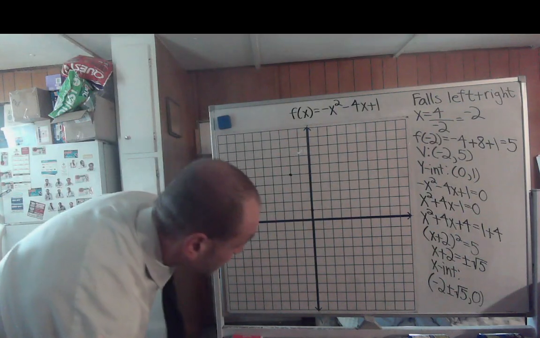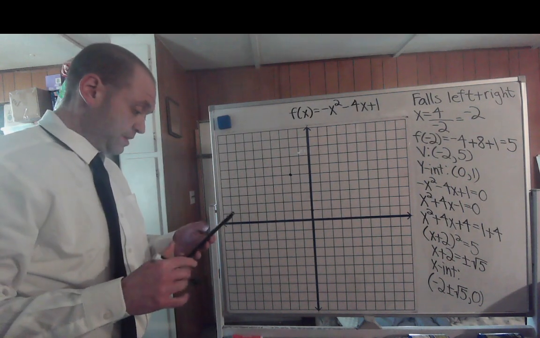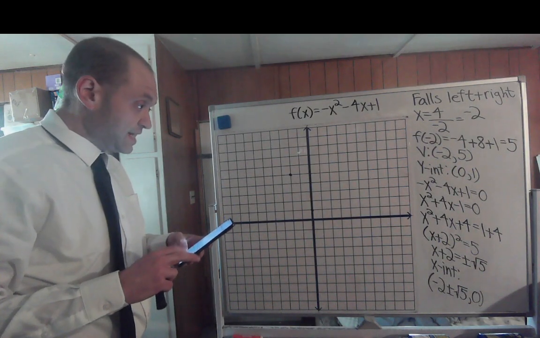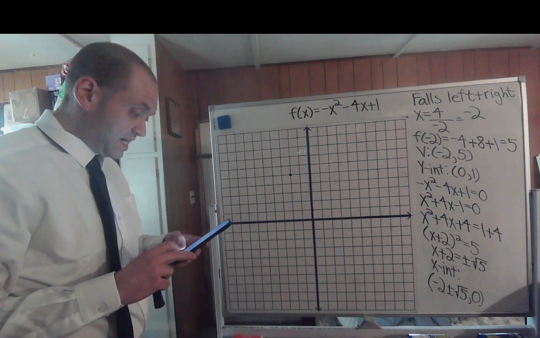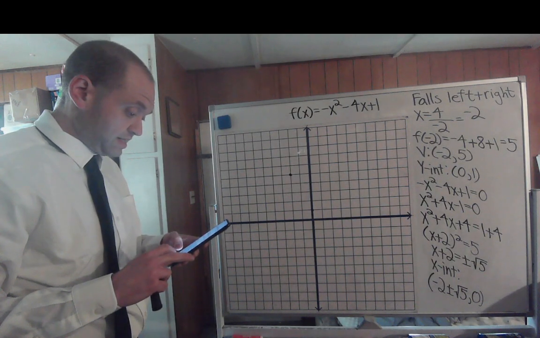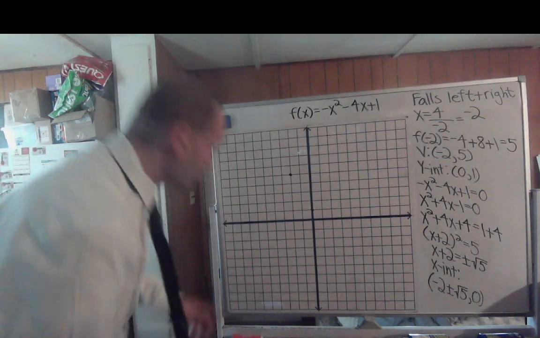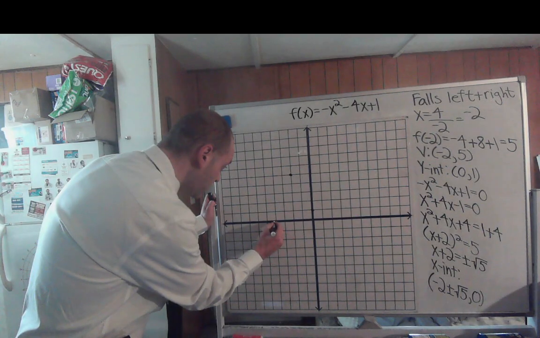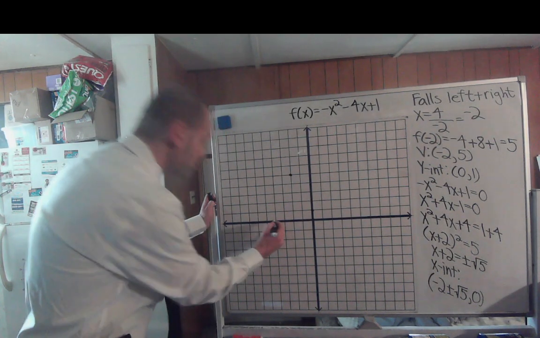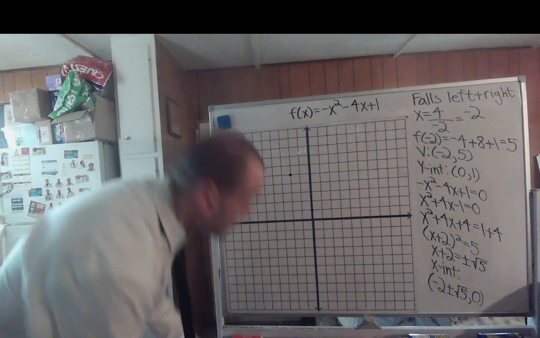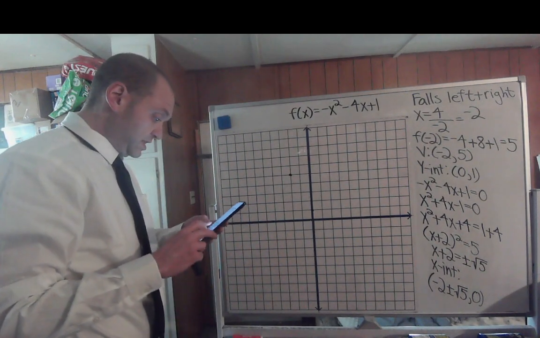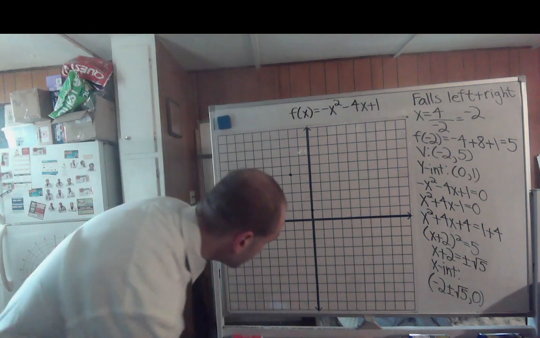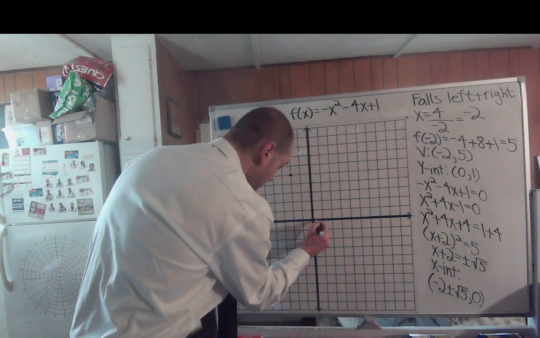So let's try to plot the x-intercepts. So let's see, negative of the square root of 5, take another 2 from that, you'll get about negative 4.24. About right here. And then let's find in the positive direction, the x-intercept. So let's see, square root of 5, then minus a 2. That would give you about 0.24, which would be about right here.